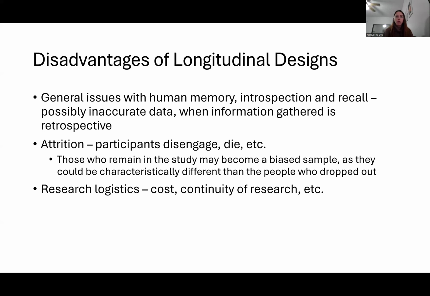And then also there's an issue with attrition, like we just talked about. So participants disengage, some participants might die, depending on the type of research in the sample. And then there's the question of, for those participants who remain in the study, are they a biased sample in some way? Is there something characteristic about the people that remain in the study, like their motivation or their conscientiousness?